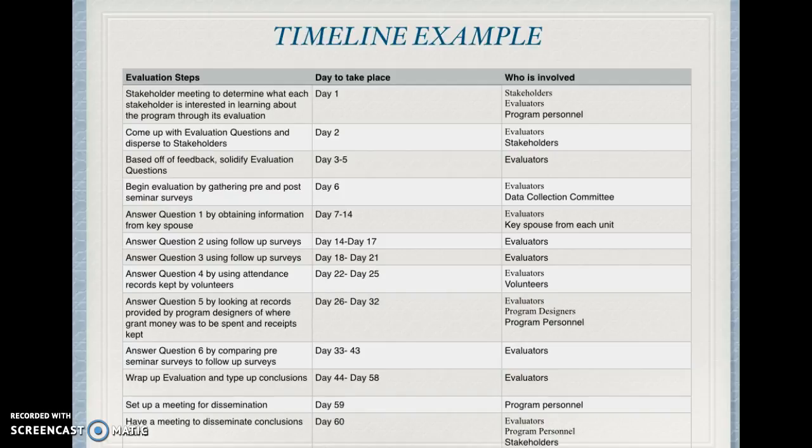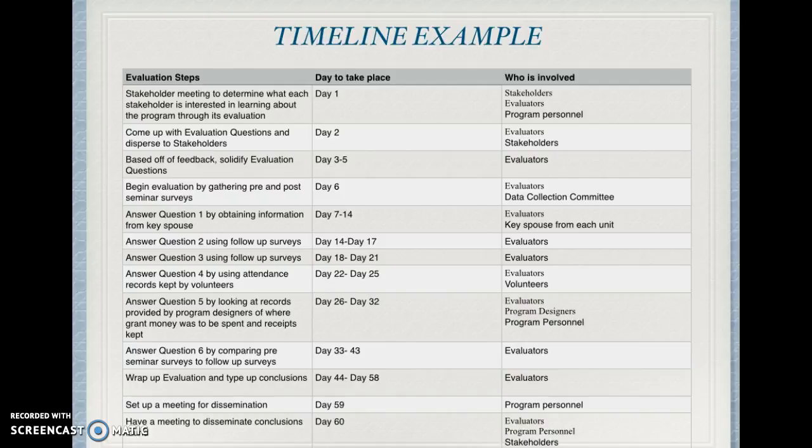Day 6, they will begin the evaluation by gathering pre- and post-seminar surveys, which is what I'm using for the data information for this evaluation. And this evaluation is also an implementation evaluation because my program was just about to begin and it hasn't been running enough for an outcome or an impact evaluation to be relevant. On day 7 through 14, they have to answer question 1 of the evaluation by obtaining information from the key informants. Day 14 through 17, question 2 based off of the follow-up surveys.